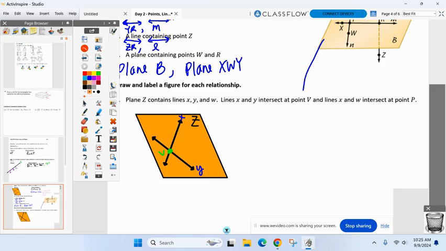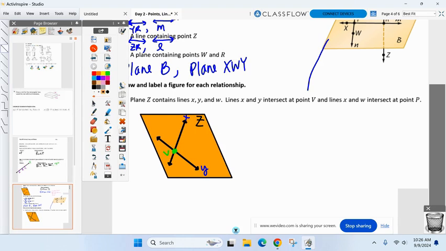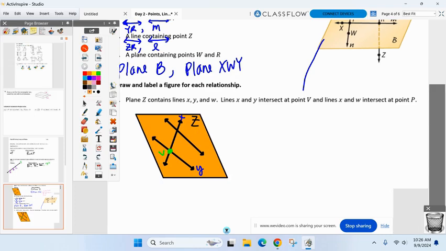You ready for the finisher now? Third line's coming in. W. Which line does W have to intersect? Draw in line W, but it's got to intersect X. Can it intersect Y? Sure, I don't care. But it has to intersect X. That's the requirement. And then hopefully where they intersect, oh, forgot my W, right? W. And where they intersect, I'm going to call that point P. There it is.